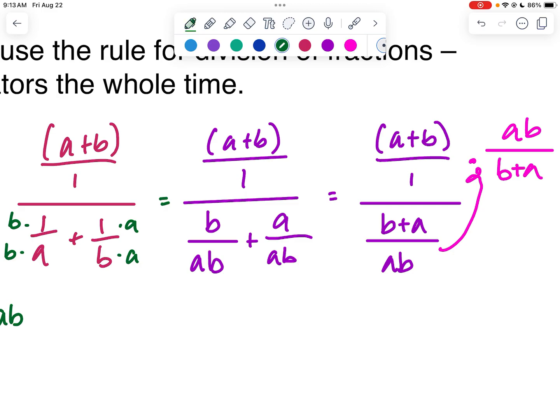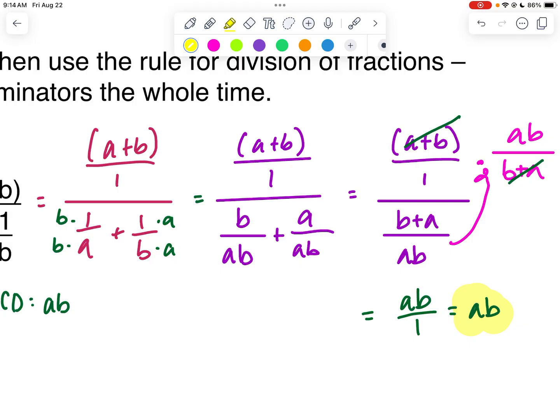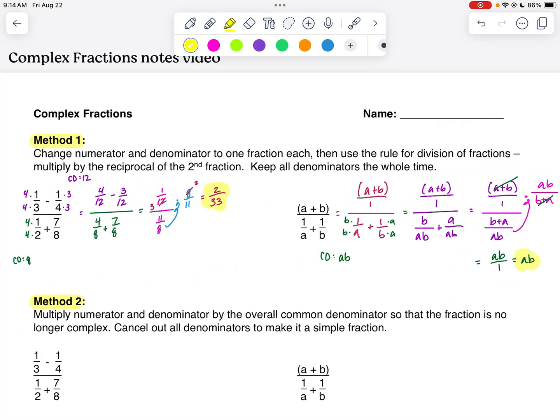What cancels out is the a plus b, b plus a. It is the same thing using your associative property. So all you're left over is ab over 1, or ab. And that is your final answer. Okay, so this is method number 1, finding all these common denominators in both the numerator and the denominator.